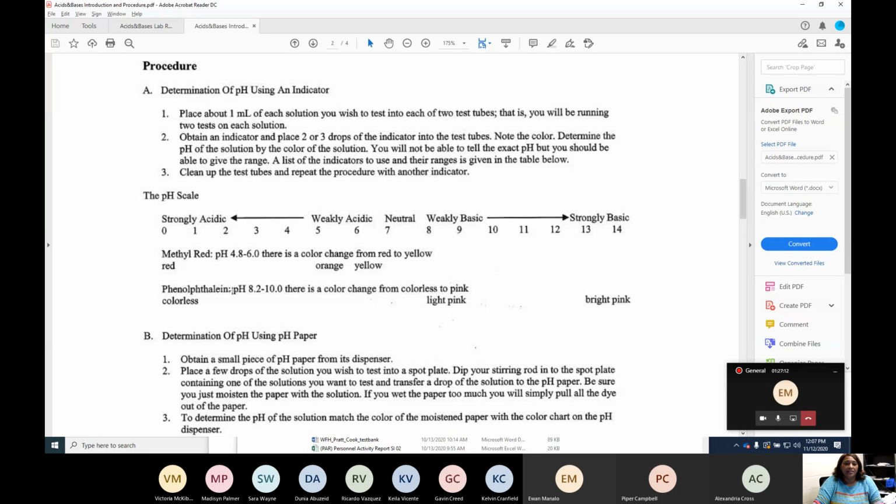Then the phenolphthalein, if it went from colorless to light pink, then about 8 to 10 pH range. But if you saw a hot pink or a bright pink, pH is about between 10 and 14. You're looking at more of a strong base. Light pink is a weak base. The hot pink, strong base. Okay? Everyone good with the indicator?